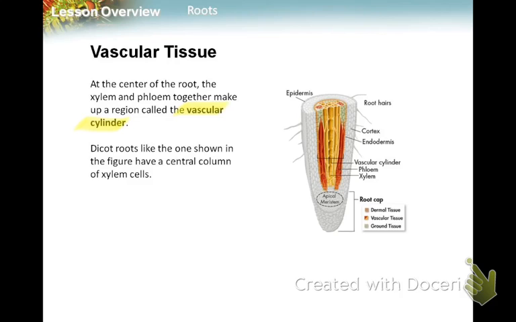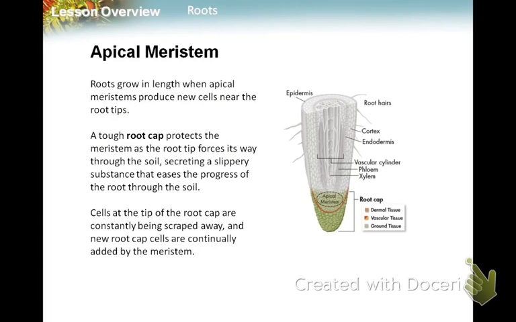This is a dicot root in the figure. They have a central column of xylem cells. Remember, xylem cells transport water, phloem cells transport food. There's an apical meristem down here at the bottom. The apex, the end of the root, is where new length is produced. That's how the root grows. There's a root cap there at the end that protects the meristem, keeps it from getting damaged as it moves through the soil as it grows.